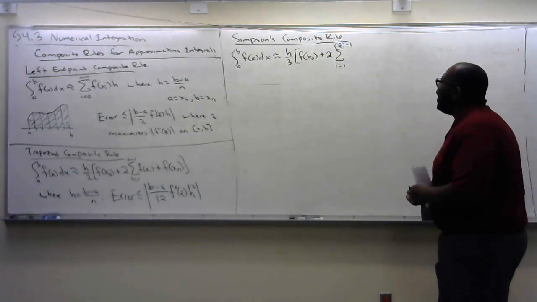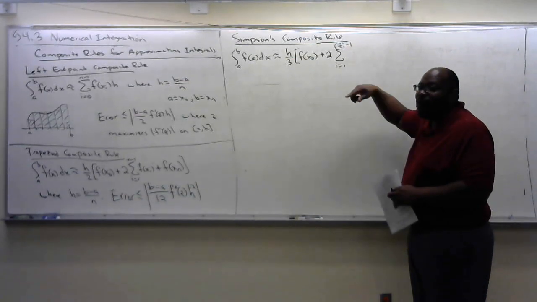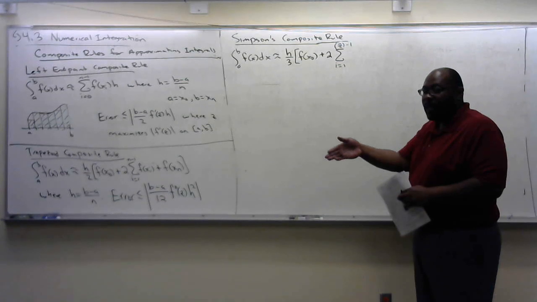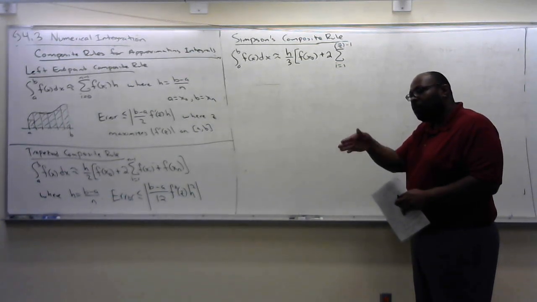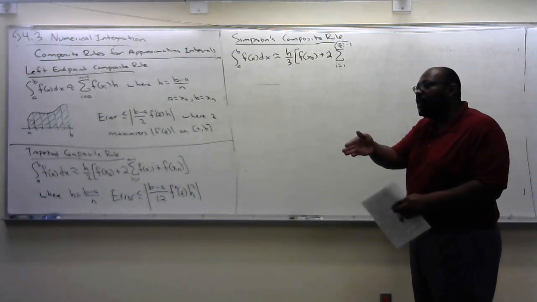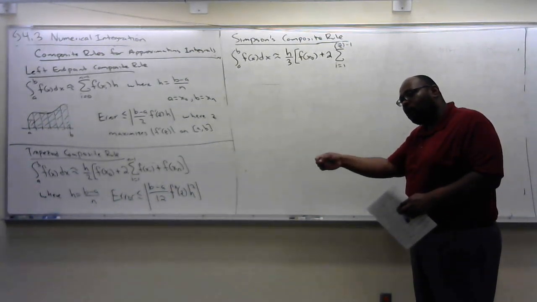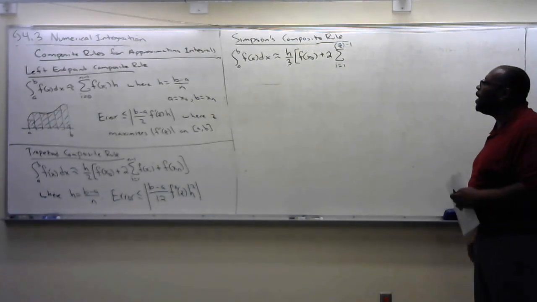Here we assume that n is an even number. So this n corresponds to, if we have x0, x1, x2, that 2 would be even. If I go from x0, x1, x2, x3, x4, that 4 would be an even number. So we're assuming that n is even.